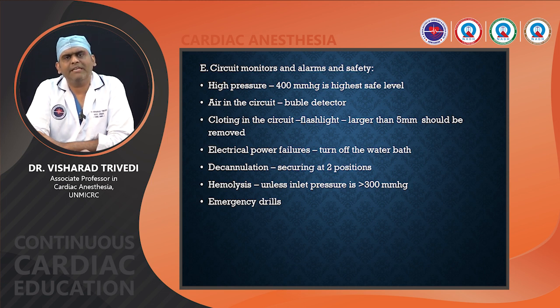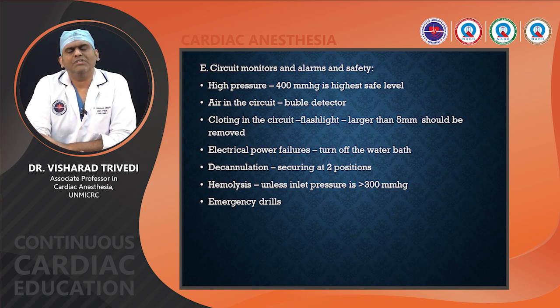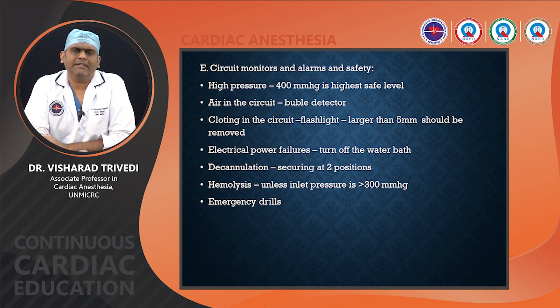Electrical power failures can be very cumbersome in case of VV ECMO, so your hand crank should always be ready. If there is an electrical power failure in your ICU, then you have to keep in mind that the heat exchanger or water bath is using maximum power, so you should keep it off at the time of power failure. Sudden decannulation can be a cumbersome complication, so you have to secure your cannulas at the two sides. Hemolysis is very common in ECMO, particularly at a very high RPM and at a very high vacuum pressure of more than 300 mmHg. So you have to balance it according to the risk of hemolysis.